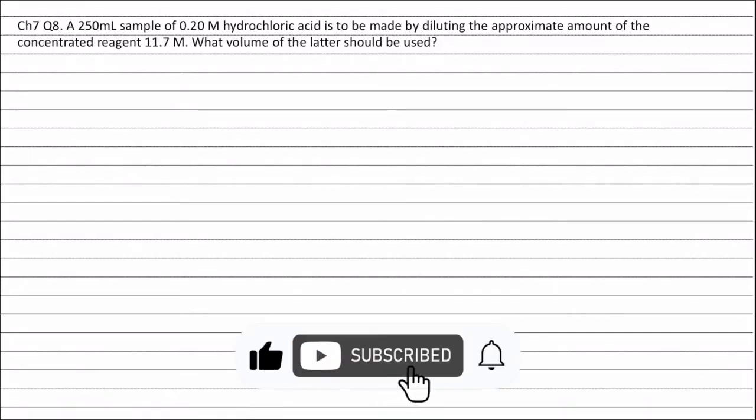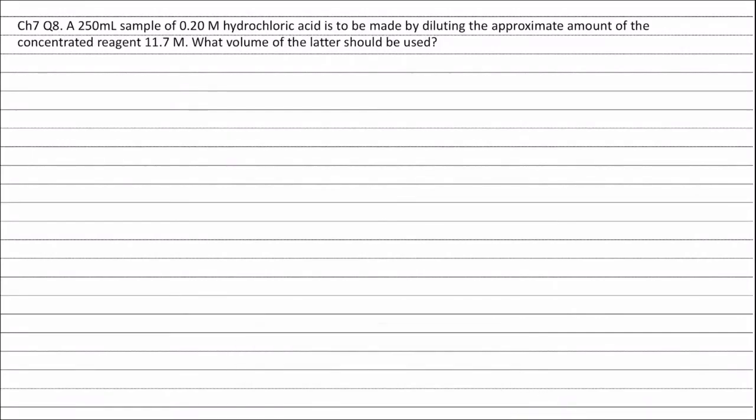Question 8. A 250 milliliter sample of 0.20 M hydrochloric acid is to be made by diluting the approximate amount of the concentrated reagent 11.7 M. What volume of the latter should be used? The basicity of hydrochloric acid is 1. Therefore, equivalent weight of hydrochloric acid will be same as the molecular weight, or the normality of hydrochloric acid will be same as the molarity, or we can also say that number of equivalents of hydrochloric acid will be same as the number of moles of hydrochloric acid.